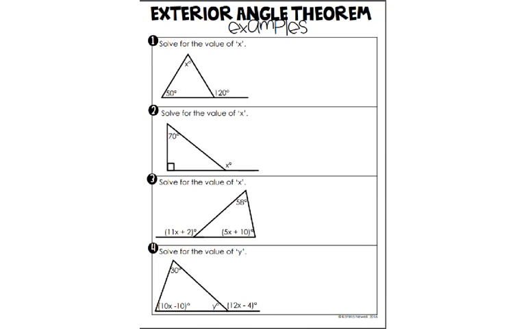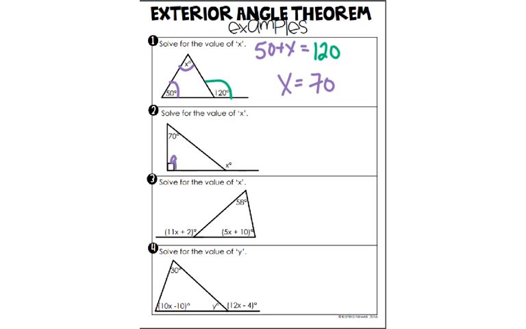This video is for exterior angle theorem and triangle sum theorem examples. So remember, for exterior angle theorem, my two remote interiors, the sum of those is going to equal my exterior angle. So for this one, you can solve this equation, x equals 70.